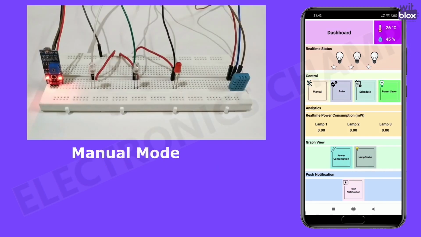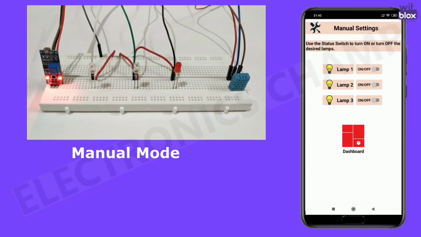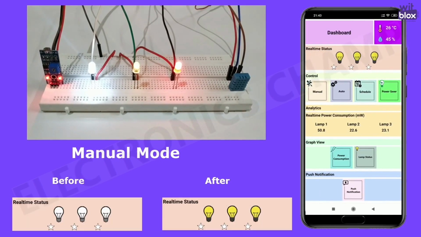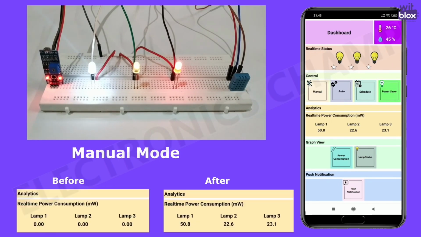In the manual mode, the user can turn on or turn off the lamps by flipping the switches. The lamp status gets updated accordingly. Notice the analytics section which shows the real-time power consumption of the lamps.